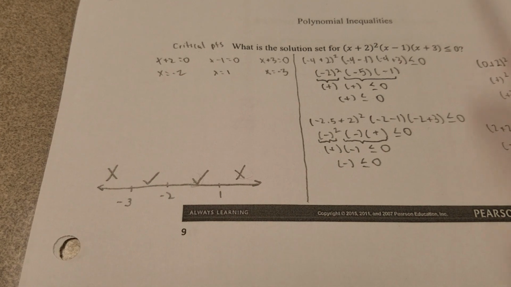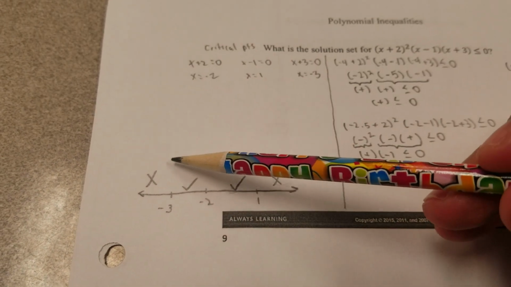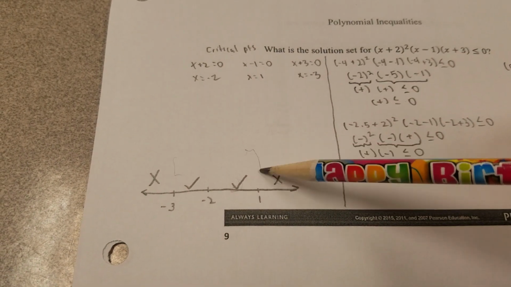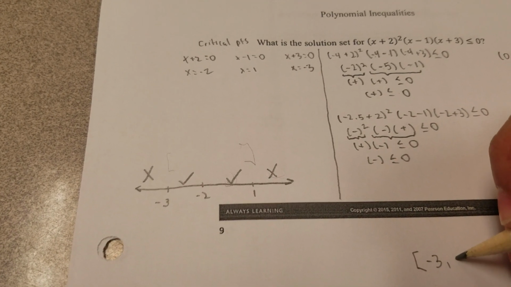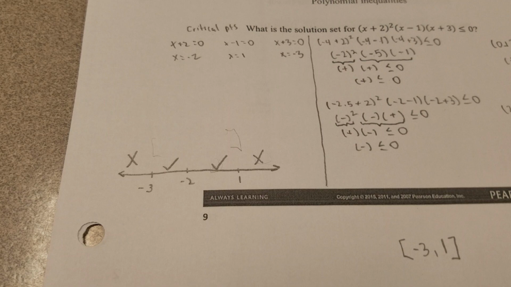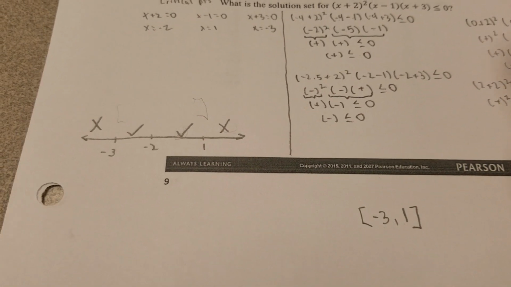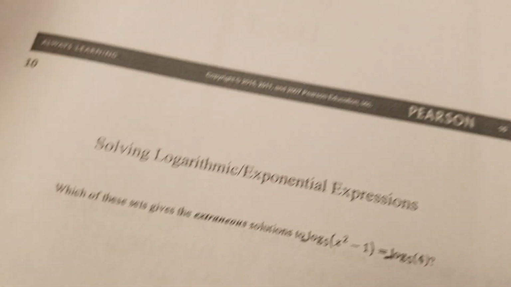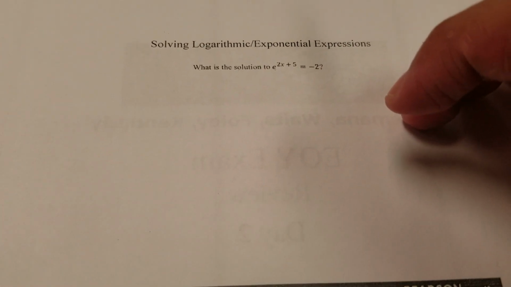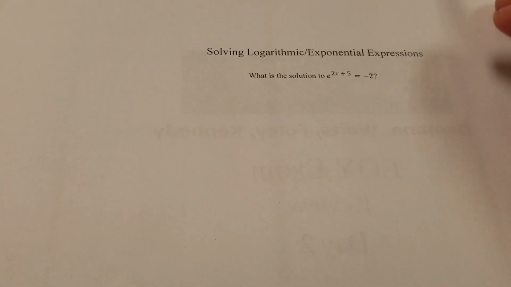So my answer choice would be from -3 to -1. So that's where the statement's true. Excuse me, to positive 1. So that is my answer. The other ones don't require as much work here. So the solutions for this one right here.